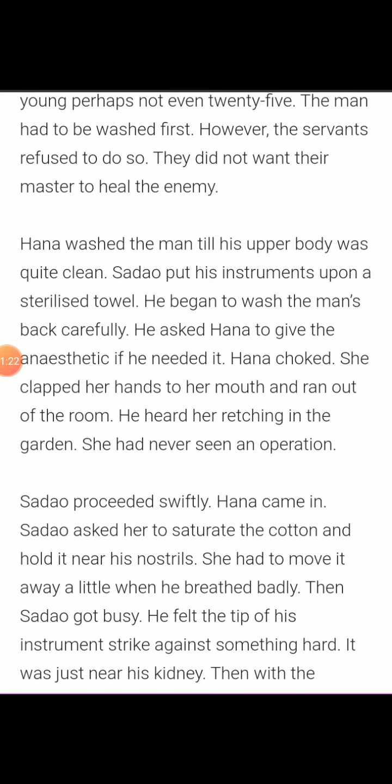Sadao asked her to saturate the cotton and hold it near his nostrils. She had to move it away a little when he breathed badly. Then Sadao got busy. He felt the tip of his instrument strike against something hard. It was just near his kidney. So the patient was being operated on in the house of the doctor.